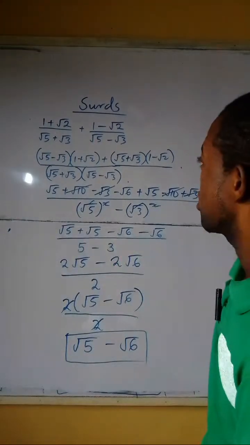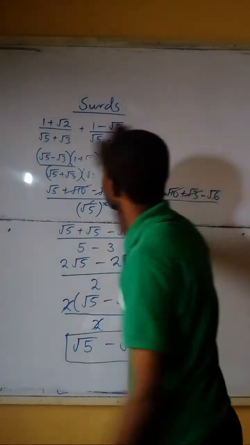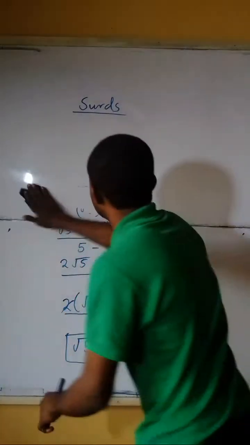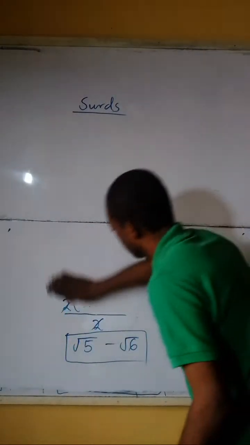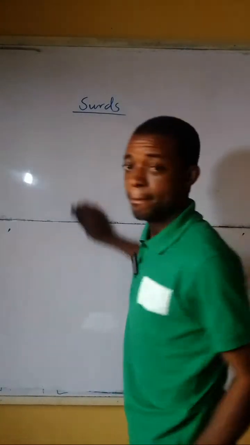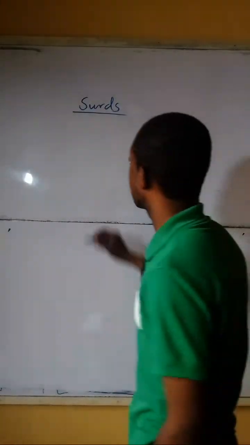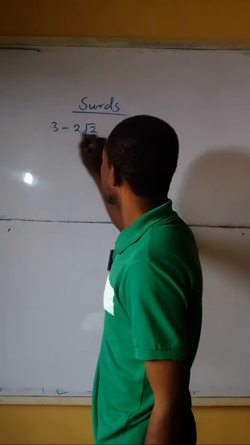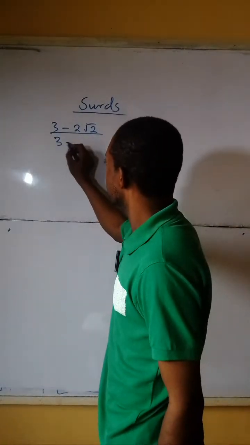Now let's look at another question here. Still on surd. We are given 3 minus 2 root 2, 3 minus 2 root 2 divided by 3 plus 2 root 2.